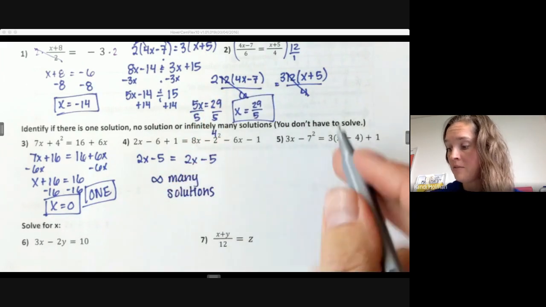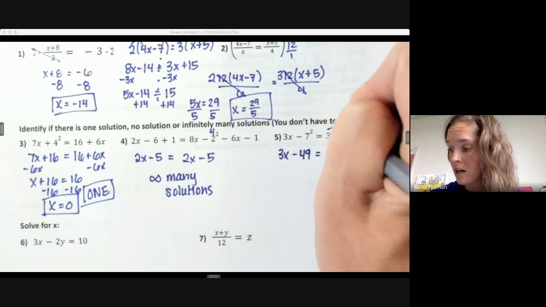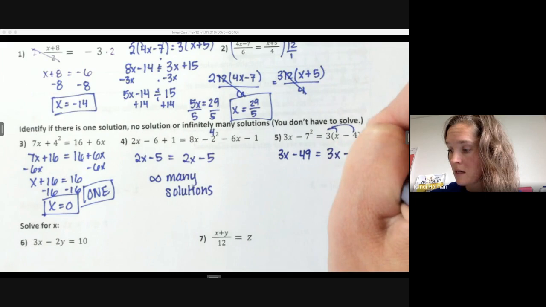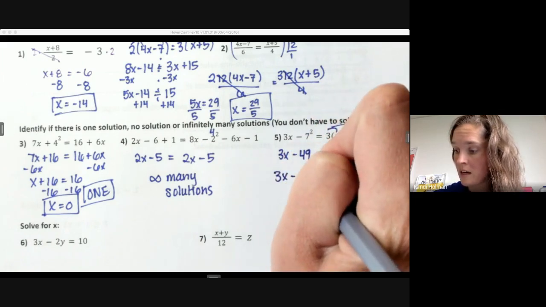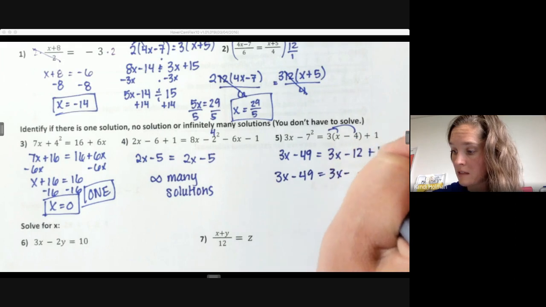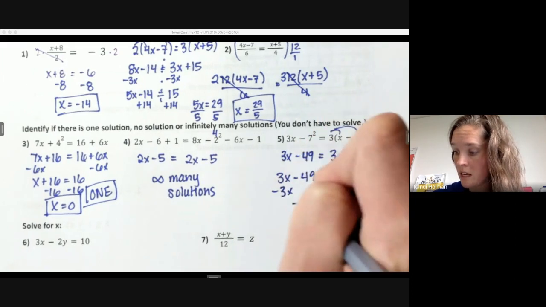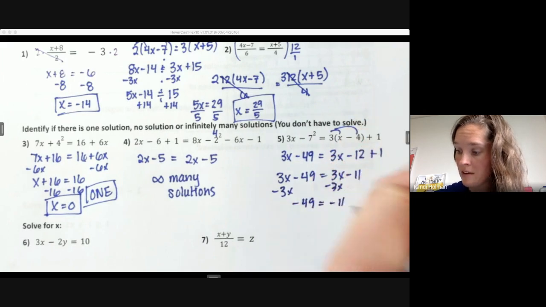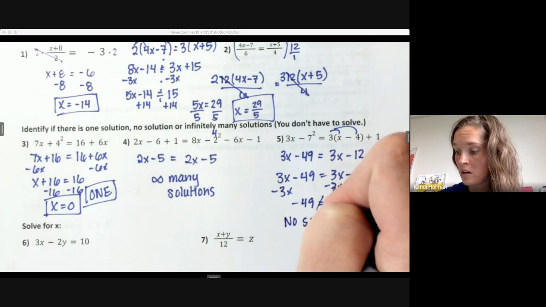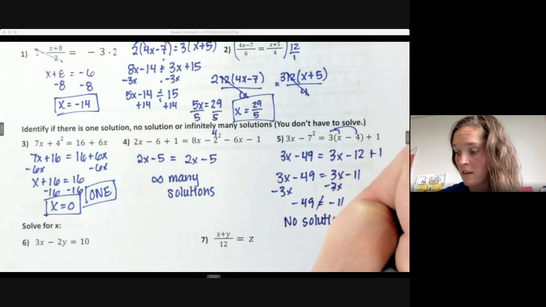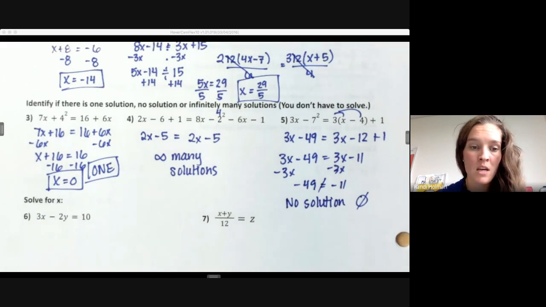Okay, again, simplify both sides. Here I get 3x minus 49. Here I get 3x minus 12 plus 1. 3x minus 49 equals 3x minus 11. Get your x's on the same side. Uh-oh, negative 49 equals negative 11. No, it does not. Never. No solution. So you can write no solution or you can write the empty set. Either way is fine.